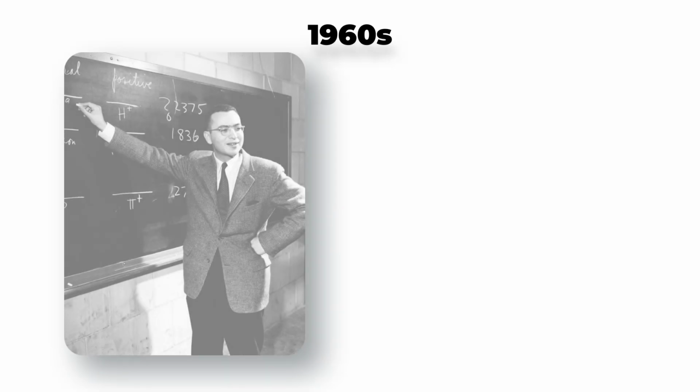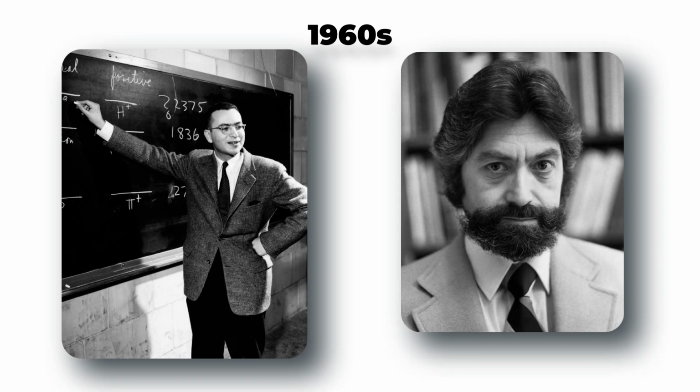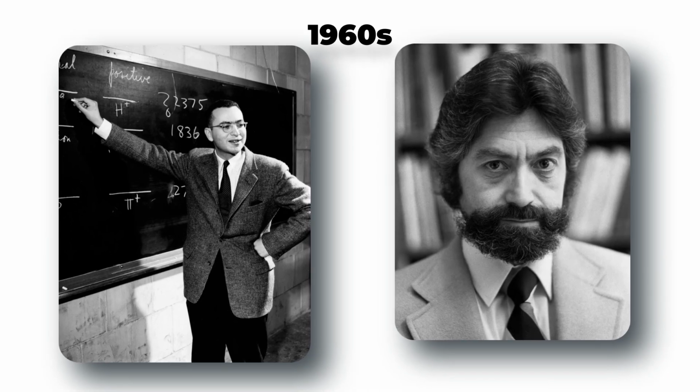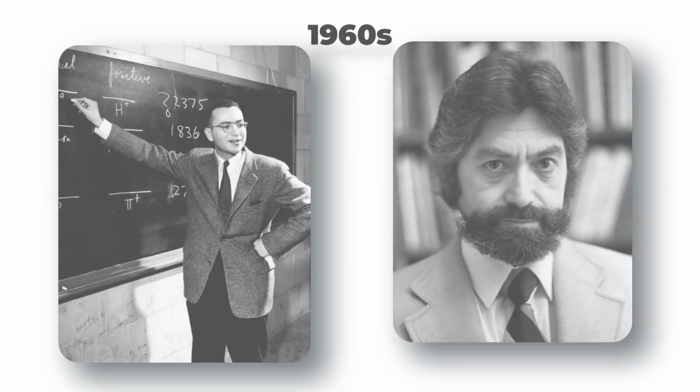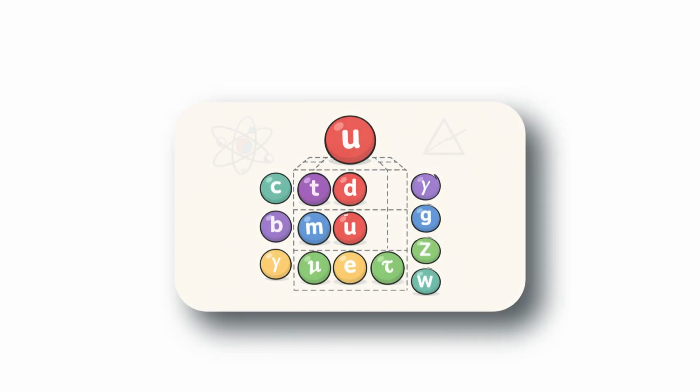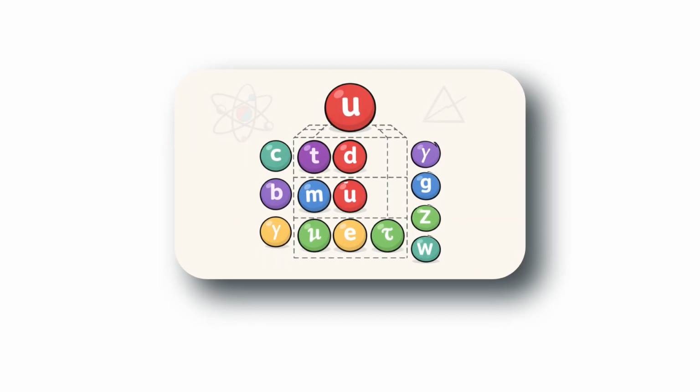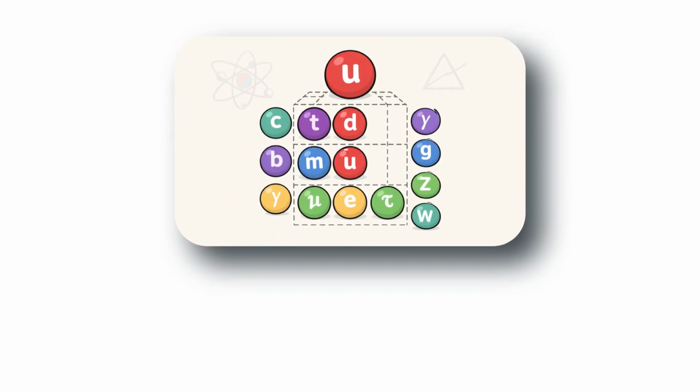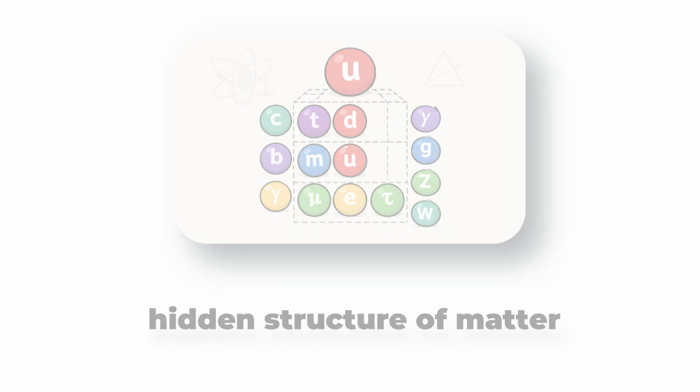The up quark was proposed in the 1960s by physicists Murray Gell-Mann and George Zweig working independently, and it became one of the foundational pieces in a sweeping new framework called the Quark model, which reorganized our entire understanding of the hidden structure of matter.